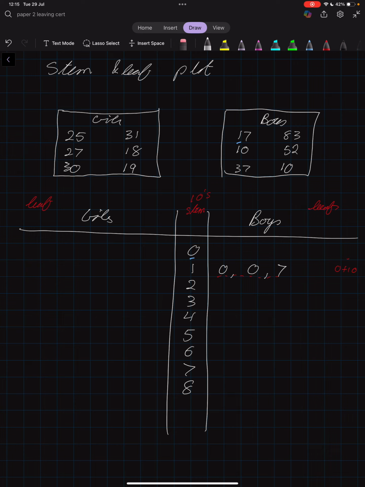And the next lowest of the boys is 37. So I go up to 3 and I put down a 7. The next lowest is 52, so I put a 5 and a 2. And then it goes 83, so I just put 3 on the last.